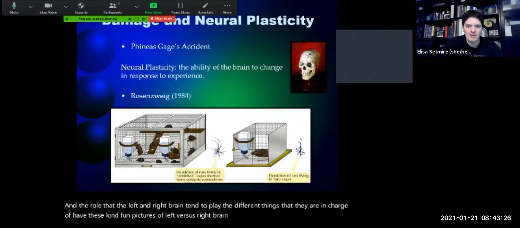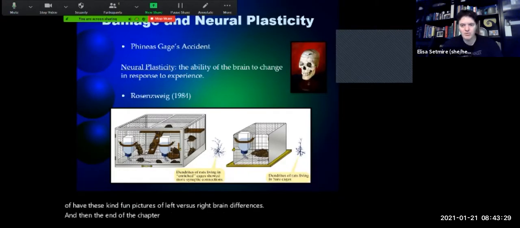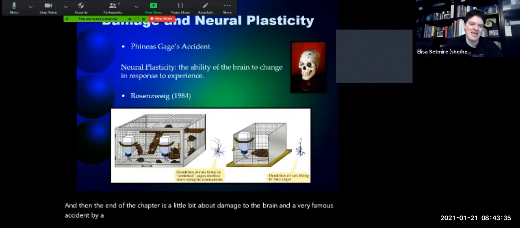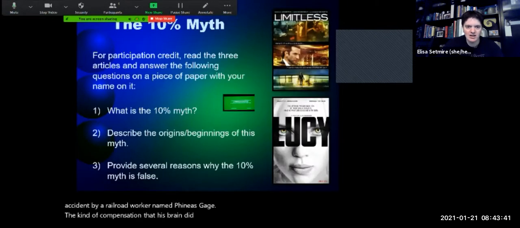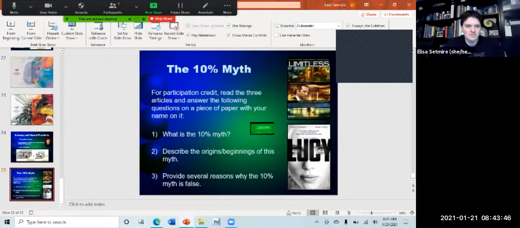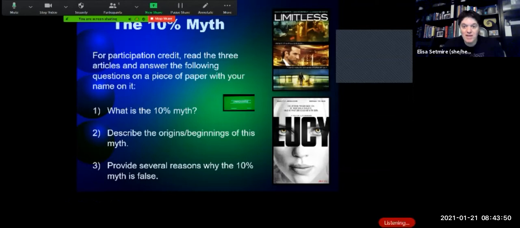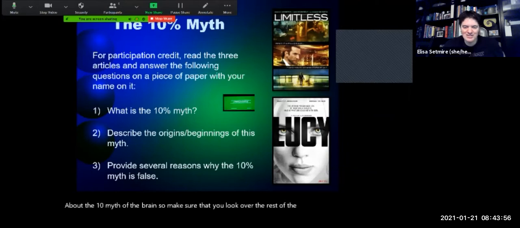And then the end of the chapter is a little bit about damage to the brain and a very famous accident by a railroad worker named Phineas Gage and some of the compensation that his brain did in order to help with that accident. And then I have a little bit in the lecture about the 10% myth of the brain. So make sure that you look over the rest of the lecture in Canvas and read through the rest of the textbook.